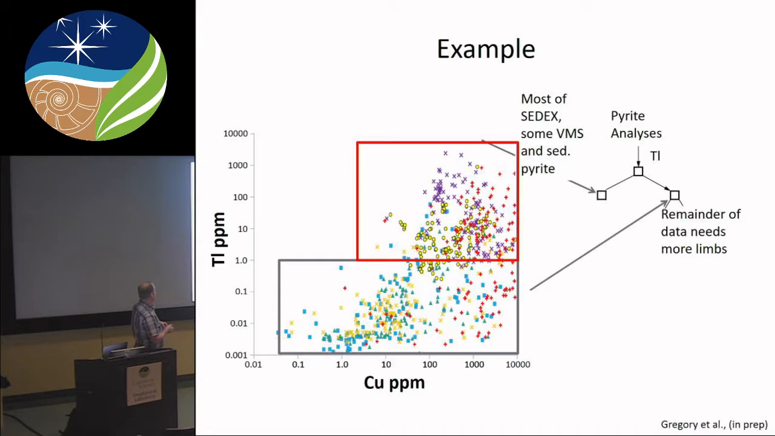And to walk through that with our data set, if we're just looking at thallium for that first tree, we could separate out 1 ppm thallium into this group, and then that's going to get most of our SEDEX, VMS, and sedimentary pyrite. And then if we looked at copper next and maybe made 100 the cutoff there, then at the next tree, we'll get most of the rest of our VMS separated out. And as you add more trace elements, they're going to be separated out in a systematic fashion so we can identify our unknown.